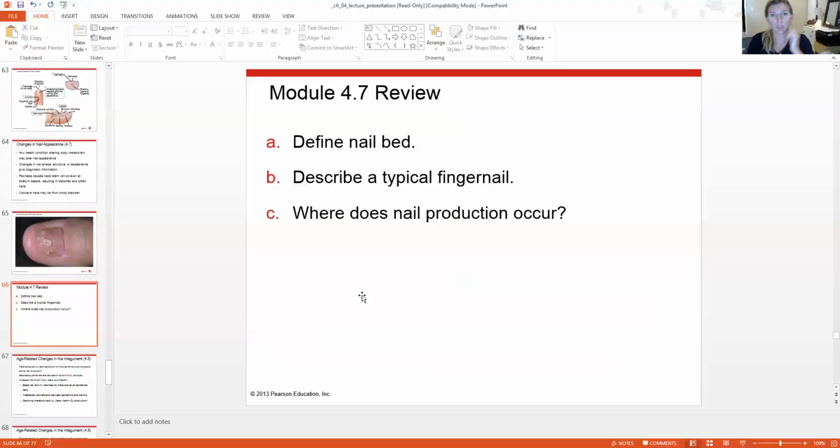Here's our little review. You can pause it and answer them, or you can go back to the reading guide and answer the questions while you read.